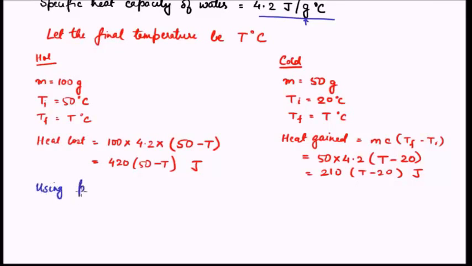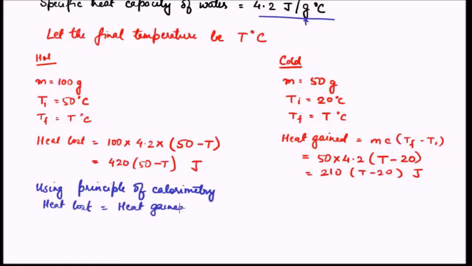Using the principle of calorimetry, we can say that the heat lost by the warm water is equal to the heat gained by the cold water. This is the fundamental definition. I will use that. I will write 420 times (50 minus T) is equal to 210 times (T minus 20).